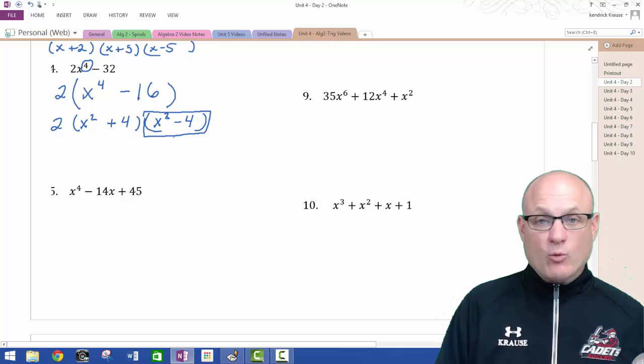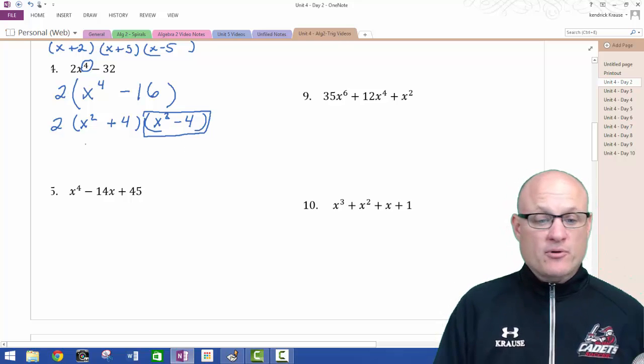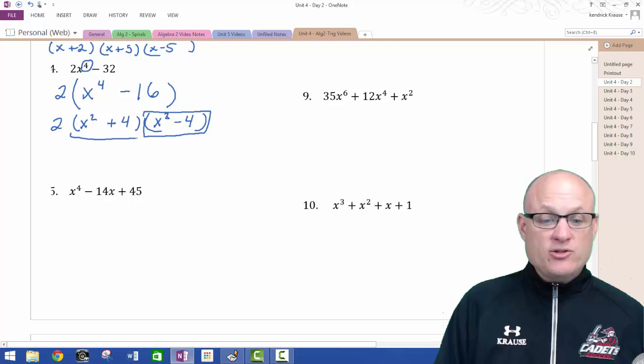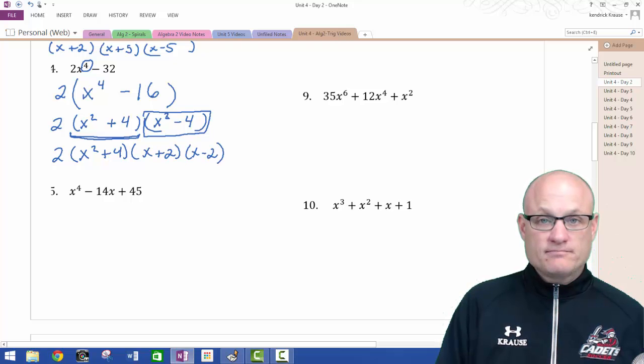This is, again, once more, the difference of perfect squares. Not here. You can't do anything with the sum of perfect squares. This cannot be factored. It's finished. Leave it. So it's 2x squared plus 4. And then this is going to be x plus 2, x minus 2. Done.